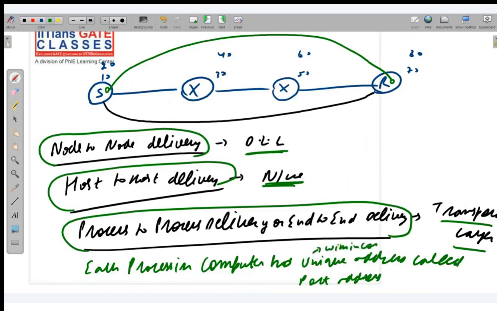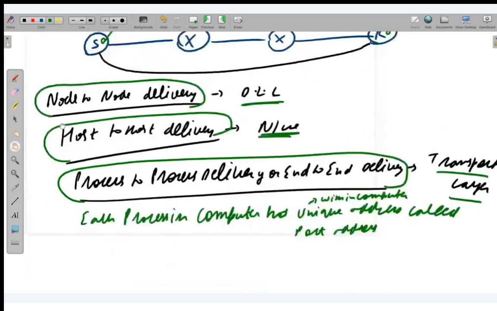Port addresses must be unique within a computer. In this computer and that computer, port addresses can be repeated, no problem at all. Within a computer, port addresses cannot be repeated, and that is obvious, because when it receives the data, which process will receive it? Both having the same port address might create a problem. But in different computers, port addresses may be repeated, no problem. So each process in a computer has a unique address called a port address, unique within the computer. Different computers can have processes with the same port address.